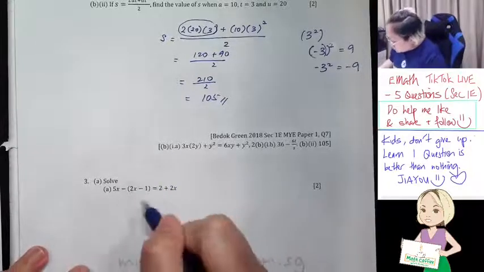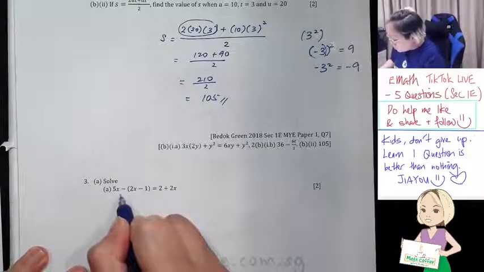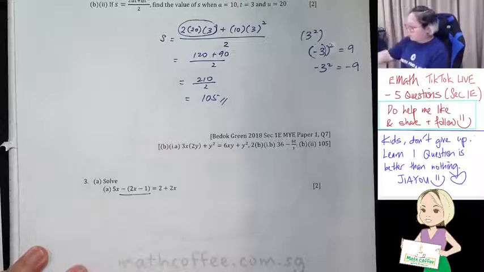Let's do it. So first, I'm going to rainbow because there's a bracket involved, right? So, let's rainbow.